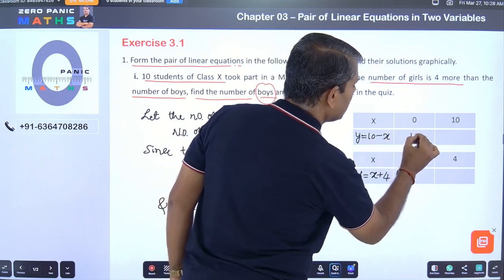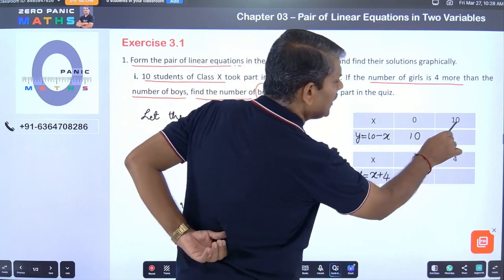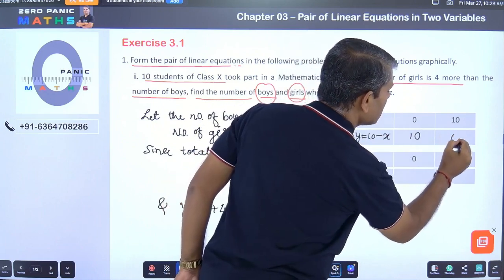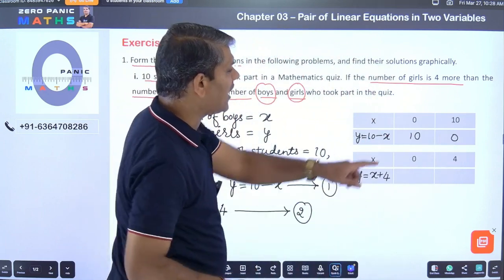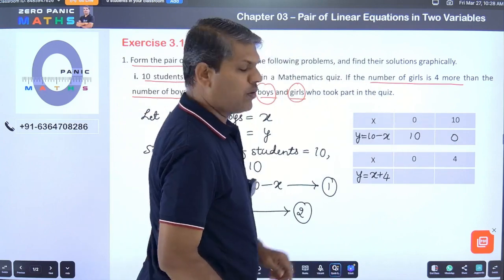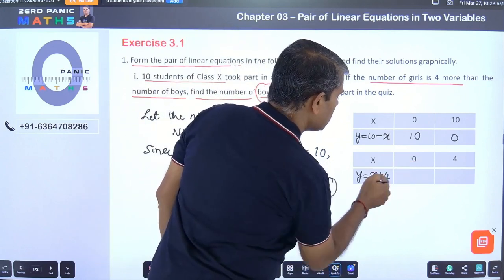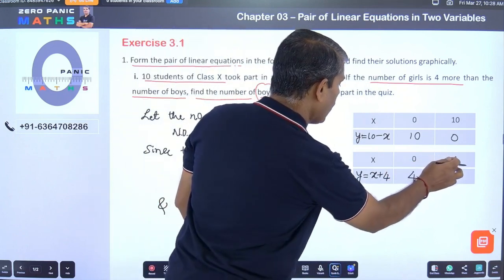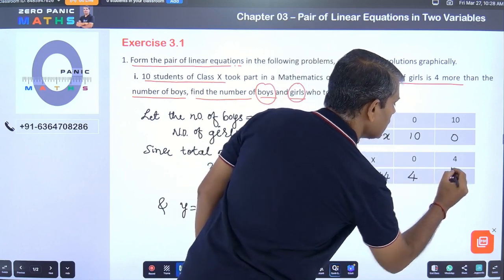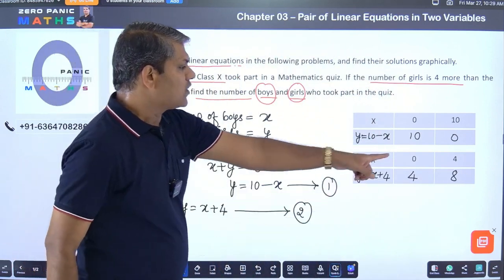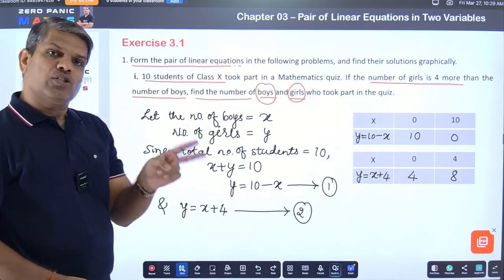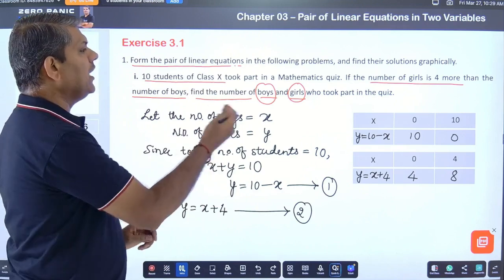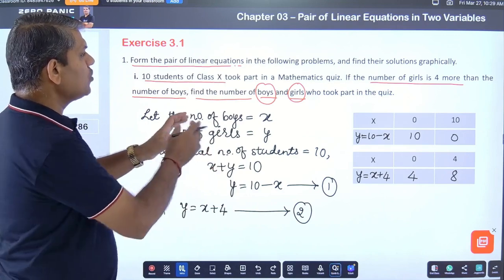10 minus 0, that is 10. Okay, if you put 10 into this equation, then you are going to get 10 minus 10, which is 0. So the two coordinates for the first line are (0, 10) and (10, 0). Okay, now second, if you put 0 here, y is equal to 4 you are going to get. If you put 4 here, then y is equal to 8 you are going to get. Okay, so (0, 4) and (4, 8) are the two coordinates of the second line to be plotted. Okay, understood? Okay, let us go to the next slide to plot this graph.